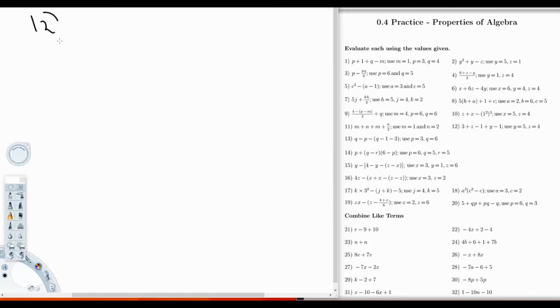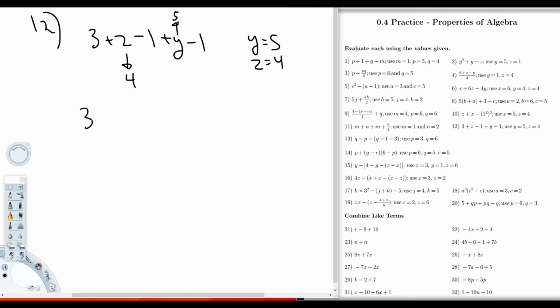Number 12 now. Number 12 is 3 plus z minus 1 plus y minus 1. Y equals 5, z equals 4. So let's do this. Here's your z. This is 4. Y equals 5. Let's rewrite this equation. 3 plus 4 minus 1 plus 5 minus 1. That's pretty easy. That's a 7 minus 1 plus 5 minus 1. 6 plus 5 minus 1, right? 7 minus 1 equals 6. 6 plus 5 equals 11 minus 1, 10. Number 12 is 10.